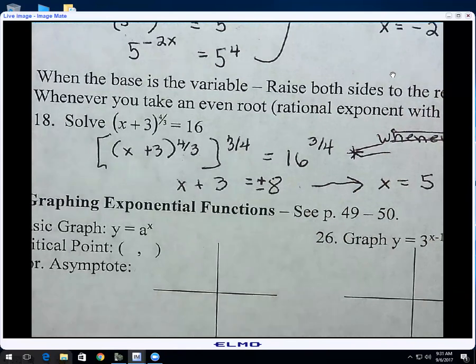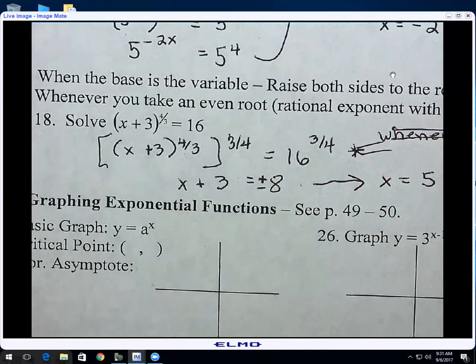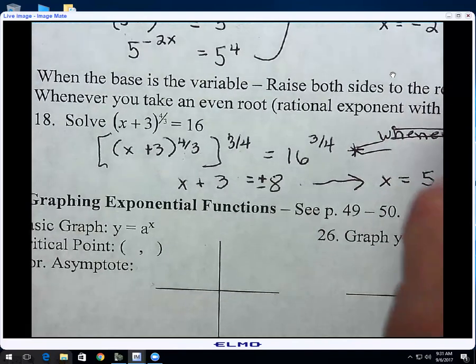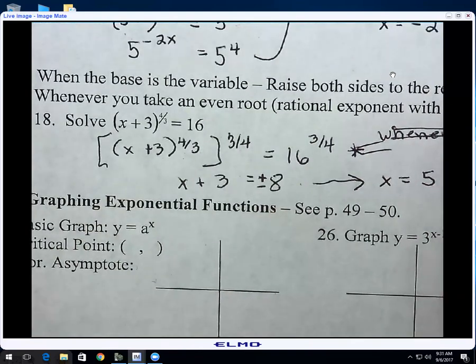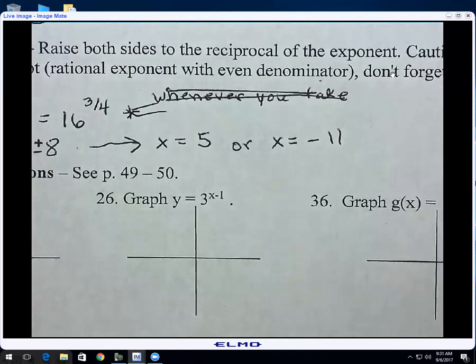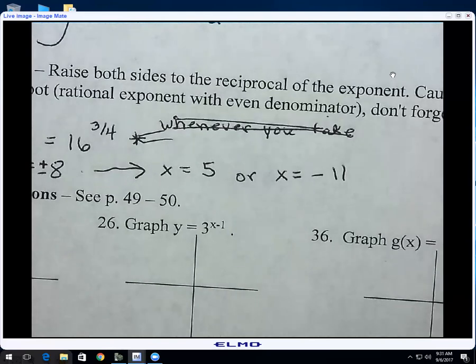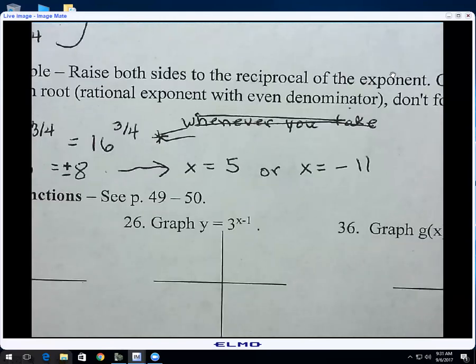Yeah, whenever you take an even root, don't forget the plus or minus. So I not only get the 5, but I get the negative 8 minus 3 is negative 11. So thanks for pointing out what I already typed, but forgot to read.